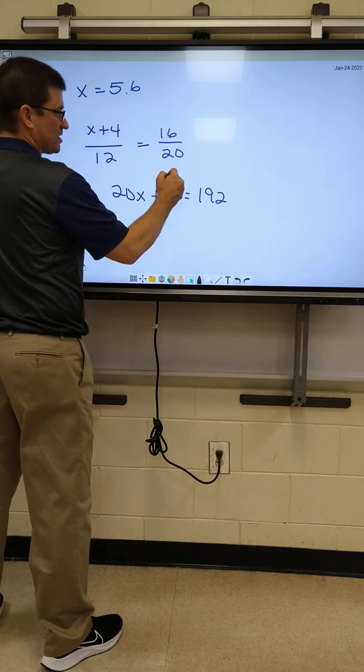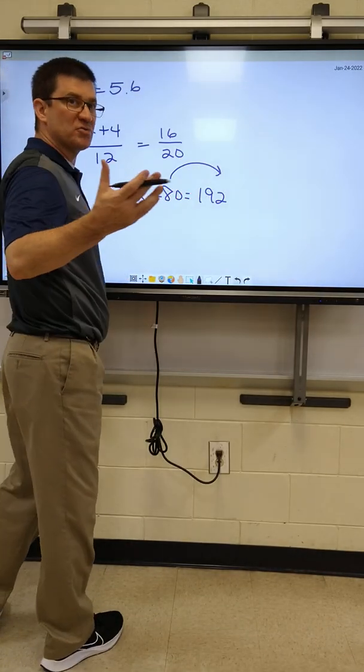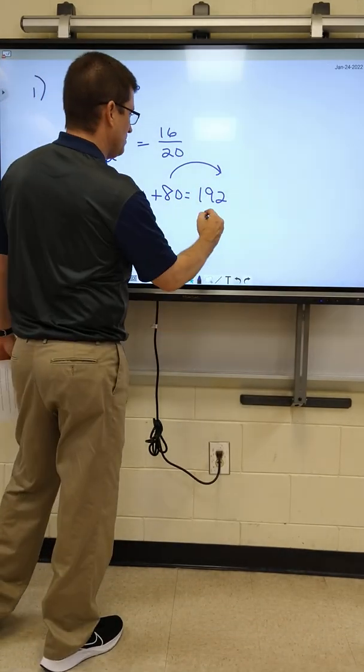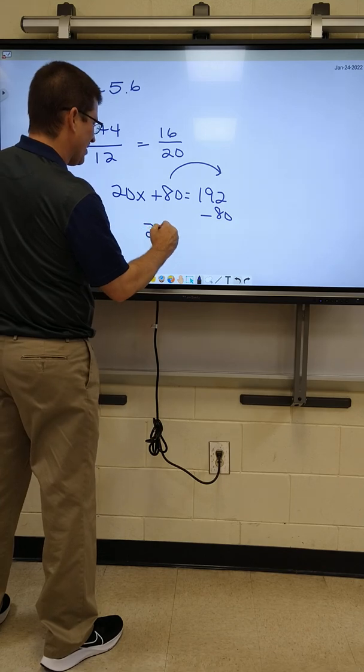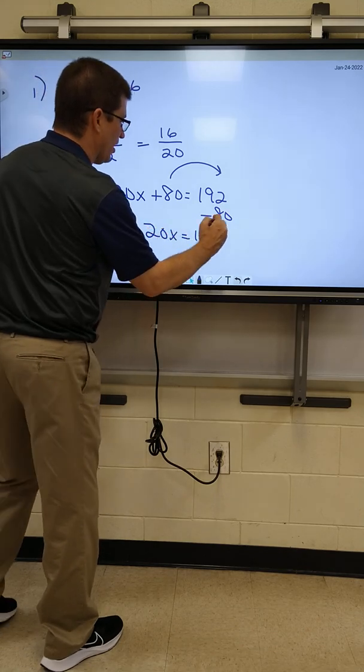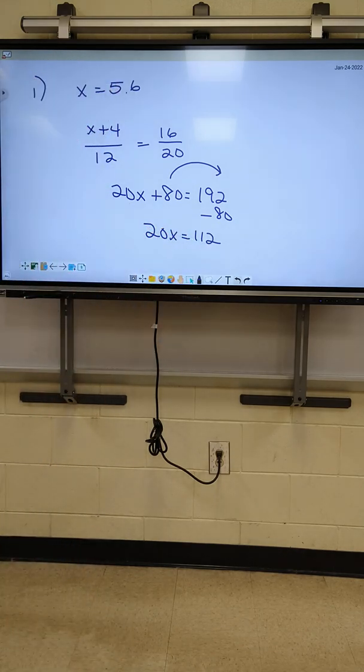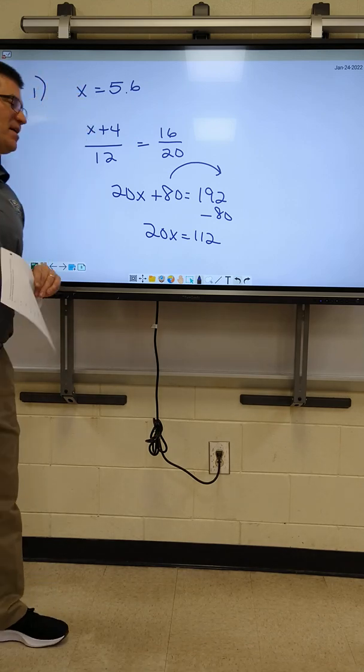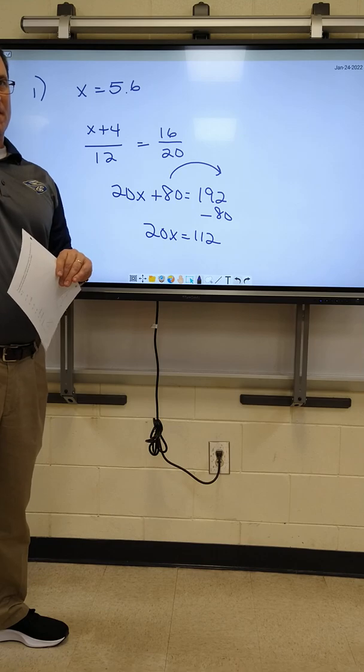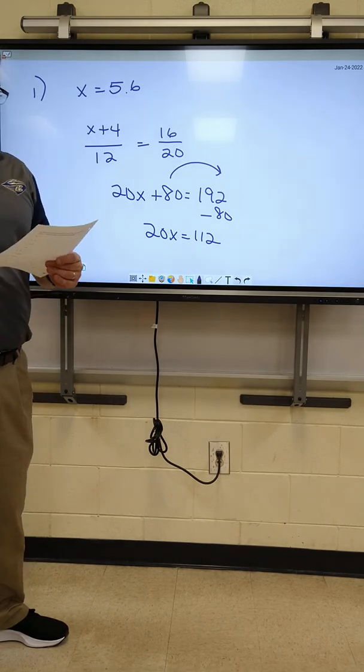I got to take plus 80 and move it over. What's that going to change to when I move it over? Good. So I got 20x equals 112. All right, what's the last step, Carter? Divide it, tell me what you get. Make sure it's 5.6 when you divide it. All right, that's good. All right, everybody try number 2 now.